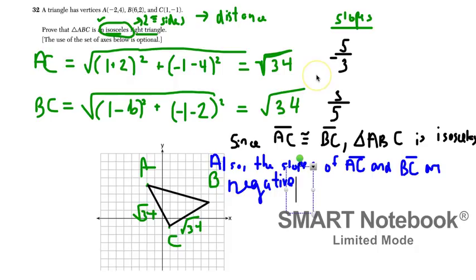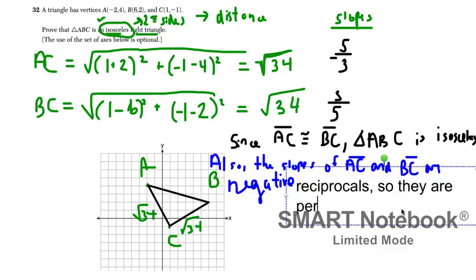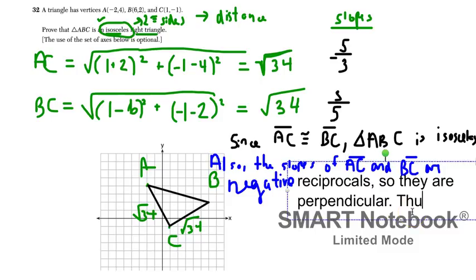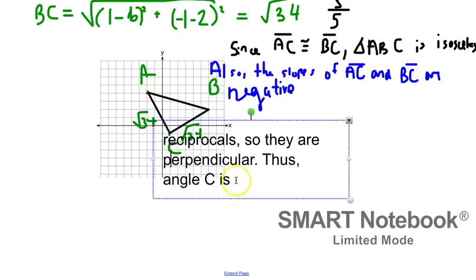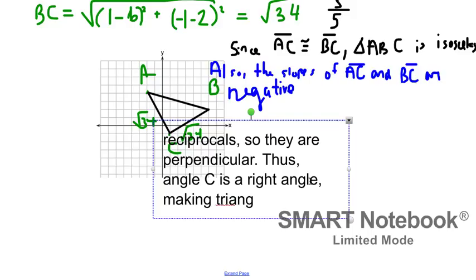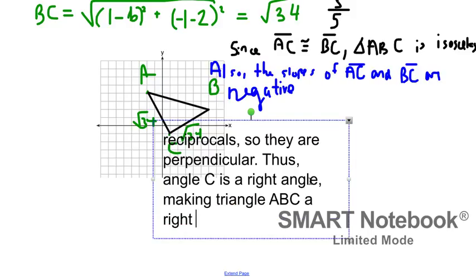Are negative reciprocals. There we go. So they are perpendicular. Thus, angle C, let's move this somewhere where it's legible until I expand my Smart Notebook subscription, is a right angle, making triangle ABC a right triangle. And that'll get me full credit.